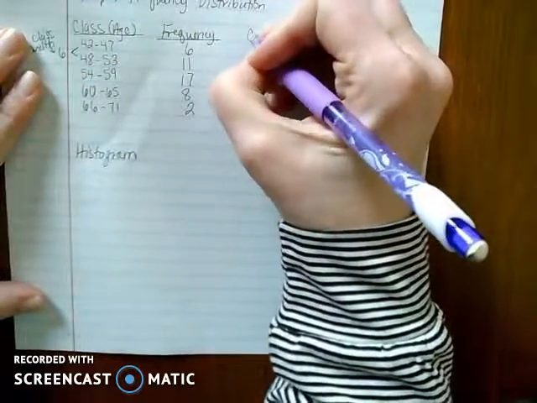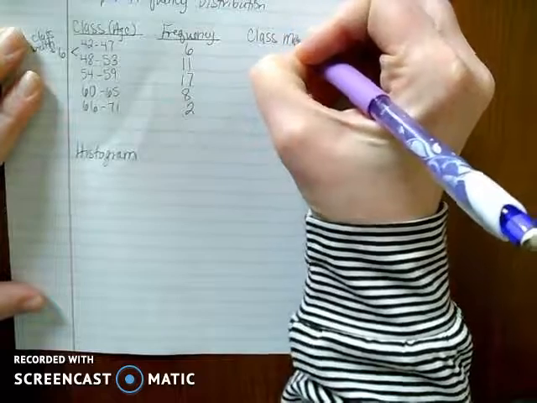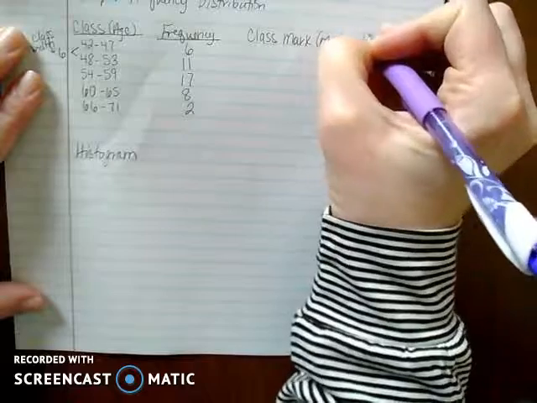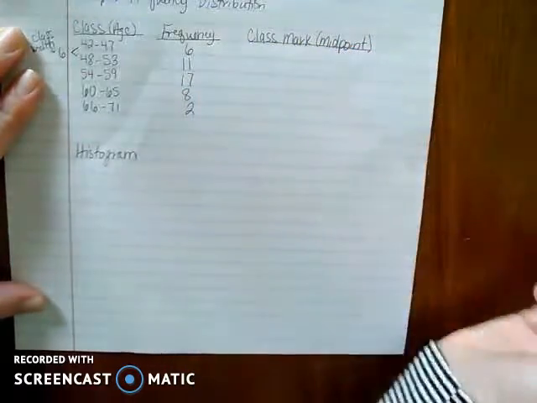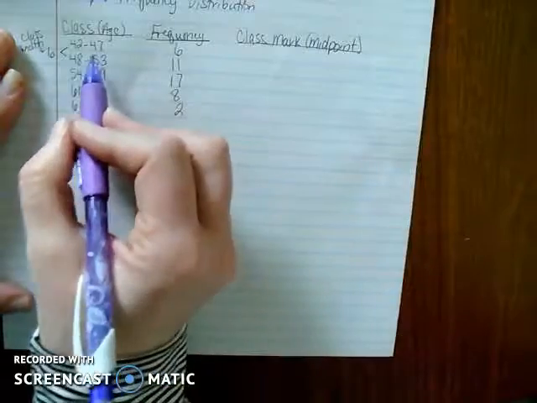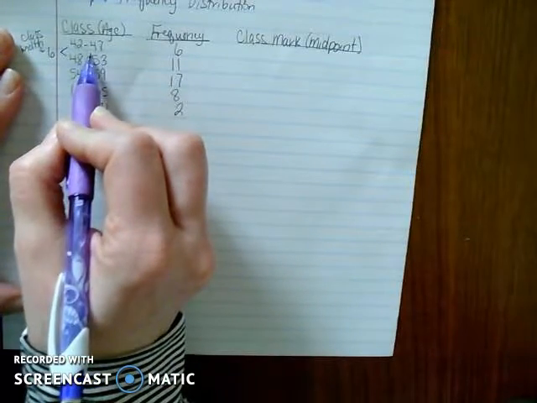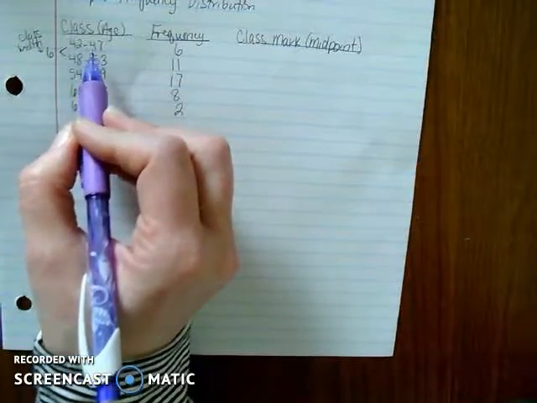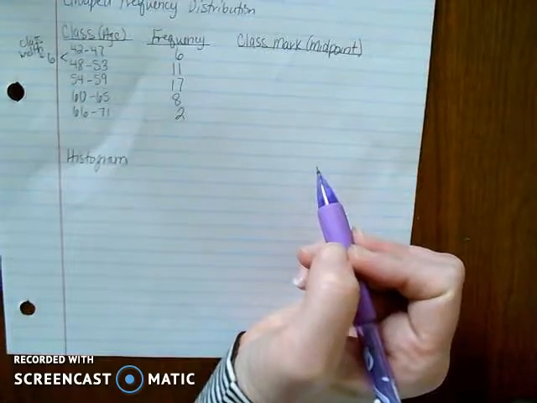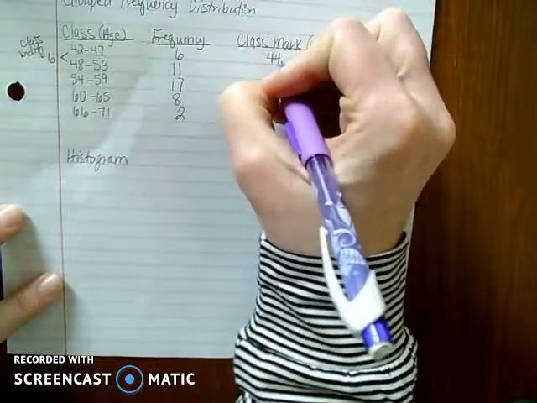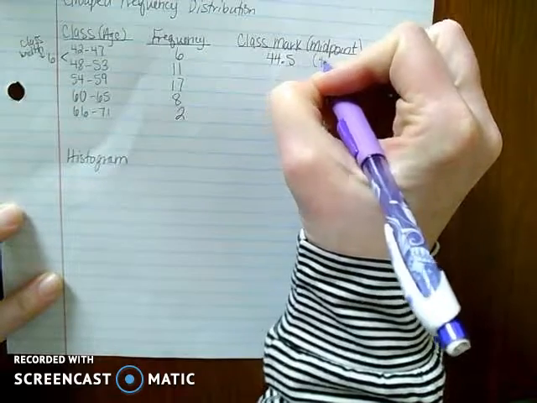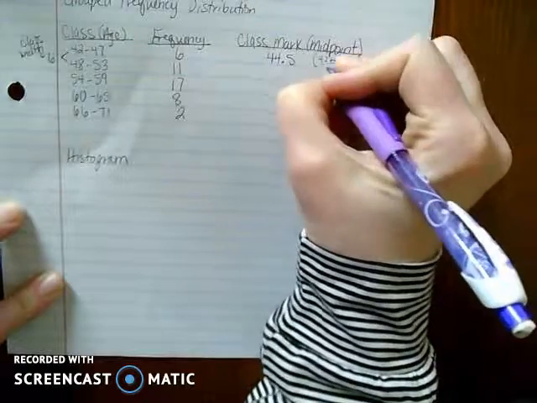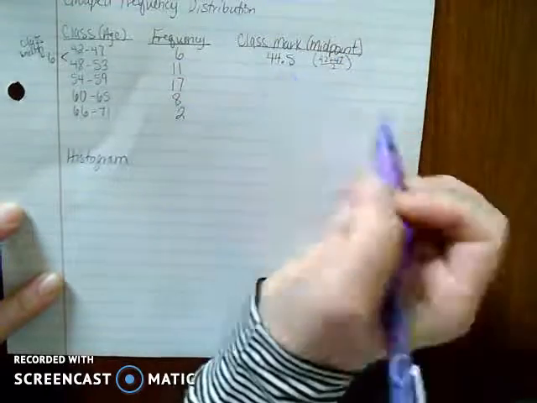This book wants us to use what is called a class mark, or those of you in statistics are going to learn it as the midpoint, the class midpoint. So I'm going to put that in there, but our book uses class mark. What it is, it's the middle number. Okay, so the way you find the middle number is you do 42 plus 47 and divide it by 2. 42 plus 47 divided by 2, that's going to give you 44.5. Again, that's 42 plus 47 over 2. That's how you find the middle number.